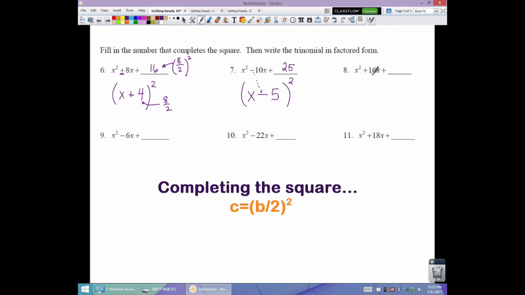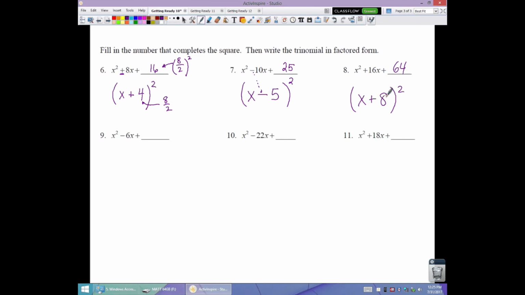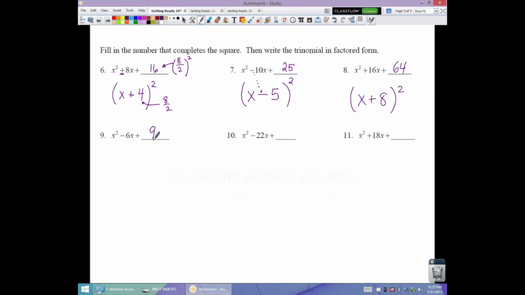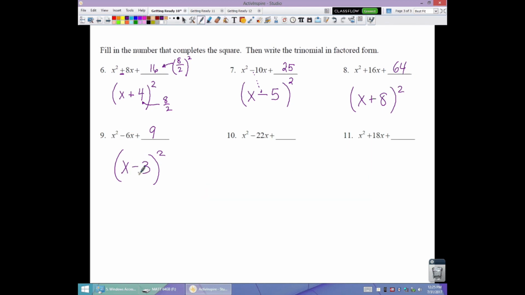Chop 16 in half, we get 8. Square it, you have 64. Factored form, and we're going to use half of positive 16, which is positive 8. Half of negative 6 is negative 3. Square that is 9. Factored form, and it's a perfect square. I know it's going to be some quantity squared, so it's x, half of negative 6 is negative 3.